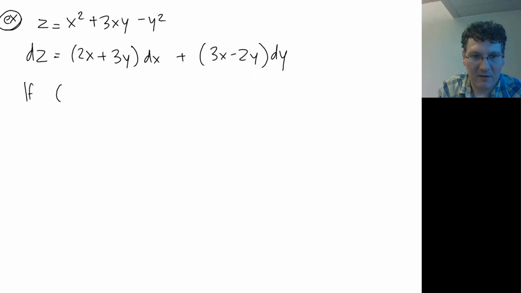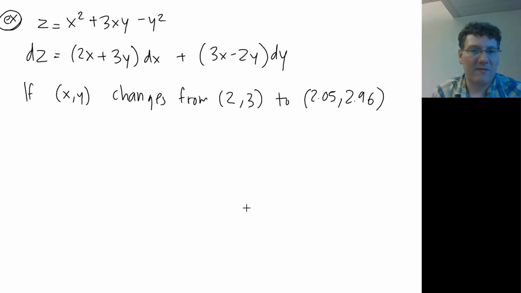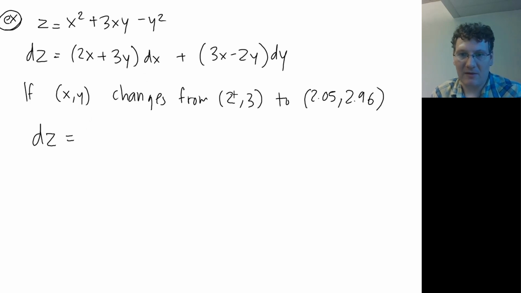So if (x, y) changes from the point (2, 3) to the point (2.05, 2.96), I'm going to find dz and delta z. For dz, the x and y are going to be the starting point, so x is 2 and y is equal to 3. The dx is the change in x, which is 0.05, and the dy is 2.96, I'm sorry, it's negative 0.04.